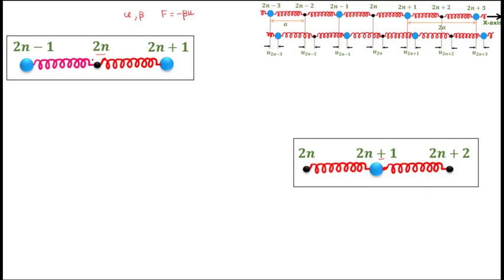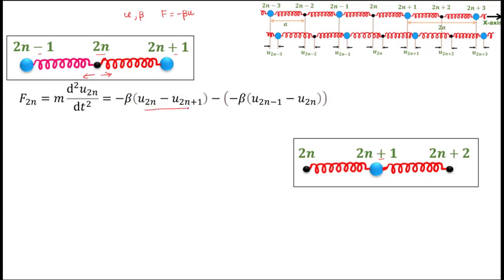Since the 2nth atom is attached to the 2n minus 1th atom and the 2n plus 1th atom by two springs, it experiences two opposite forces, each one of which is proportional to the net displacement of the corresponding spring. The net force experienced by this 2nth atom due to these two springs can be expressed as this. Now, this is the net displacement of the right spring and this is the net displacement of the left spring. Since both the spring forces are in the opposite direction, we put a negative sign here.